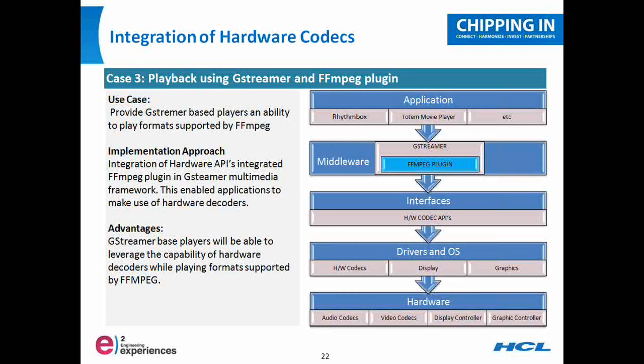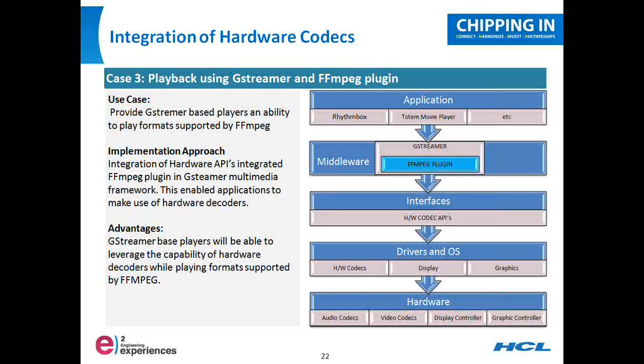The third example here is playback using GStreamer and FFmpeg plugin. As I said earlier in this webinar, GStreamer is the other multimedia framework which is very popular. Now let's say there's a use case that the multimedia player like Totem Movie Player or Rhythmbox is GStreamer based. So it is running on a platform which has hardware codecs. Now it wants to leverage those hardware codecs.